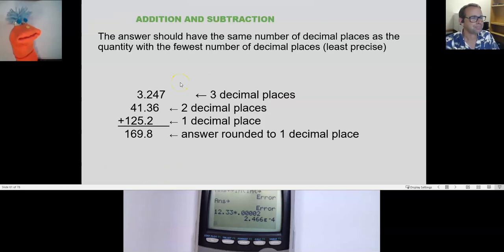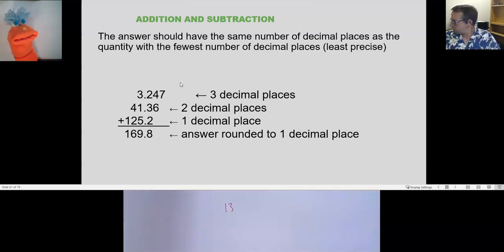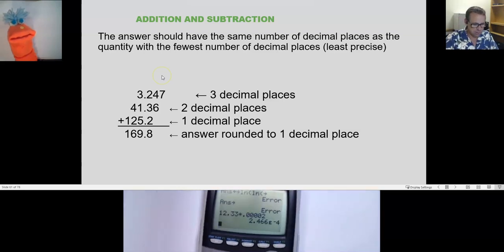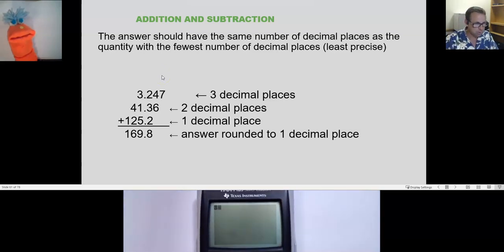All right. So here is addition and subtraction. For addition and subtraction, if I were to add these values together, I would get something like this. Let's do it in the calculator here. So we have 3.247 plus 41.36 plus 125.2, and my answer is 169.807. All right. But how many significant digits should I keep, or how do I identify how many significant digits there are?